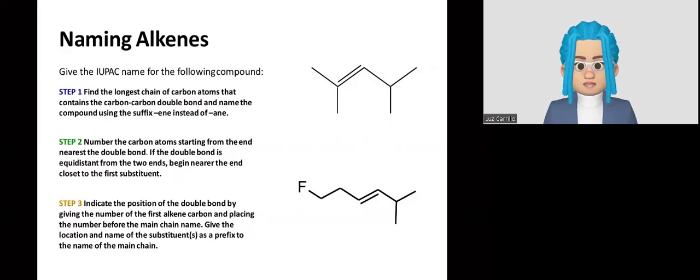Then, as you can see, you're going to indicate the position of the double bond by giving the number of the first carbon in the alkene, and you're going to place that before the parent chain, and then as a prefix of that, you're going to place the substituents. Please do not forget the rules that we learned for one substituent, multiple of the same substituent, or different substituents. Let's actually do these two problems for alkenes.